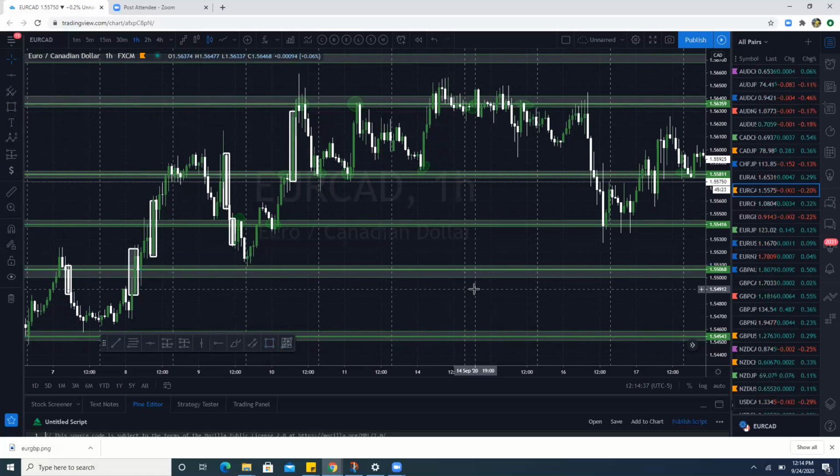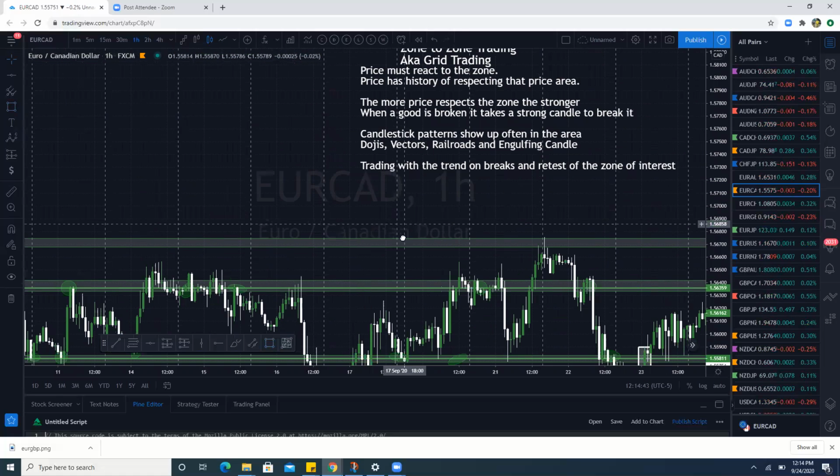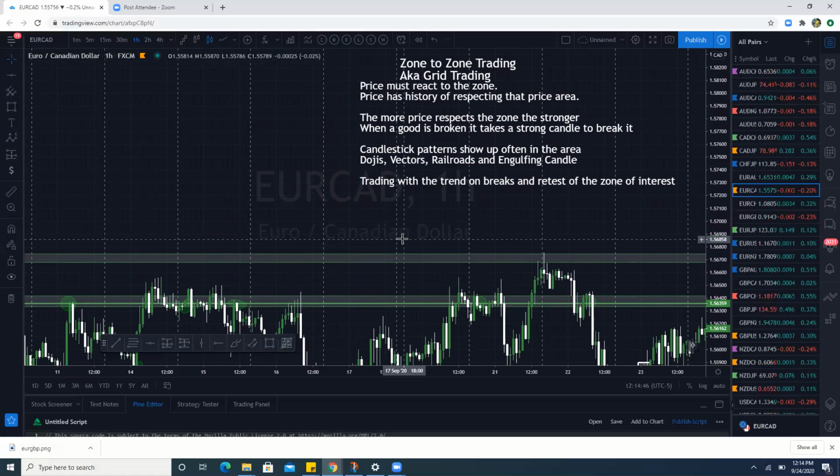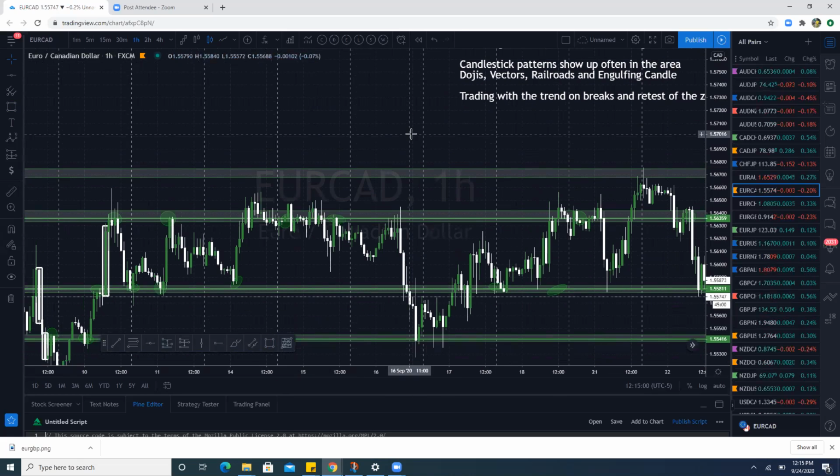All right, so we get the point. The strong candles. So now, what's the other one to validate the strong zone? Candlestick patterns show up often in the area. So dojis, vectors, railroads, and engulfing candles. I'm just going to do a rundown of each one.